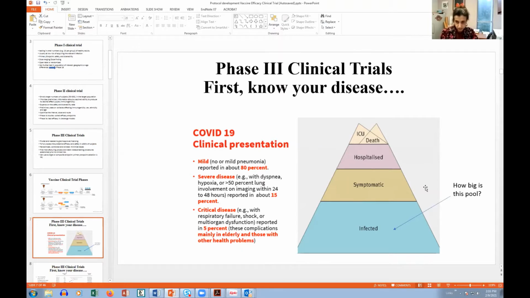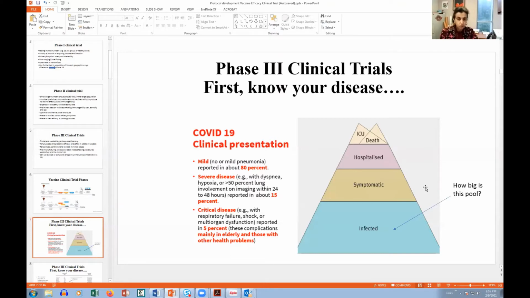Then there are individuals with symptomatic disease, but not necessarily sick enough to be hospitalized. So it's more a flu-like illness. And then there are the hospitalized persons. And these are the persons with severe disease, potentially around 15% of the symptomatic.